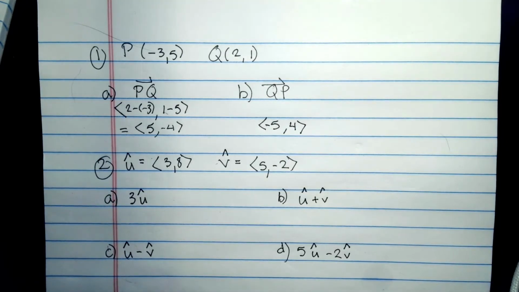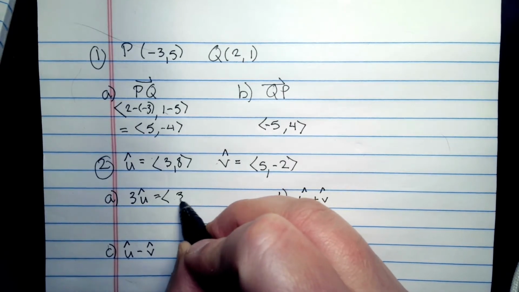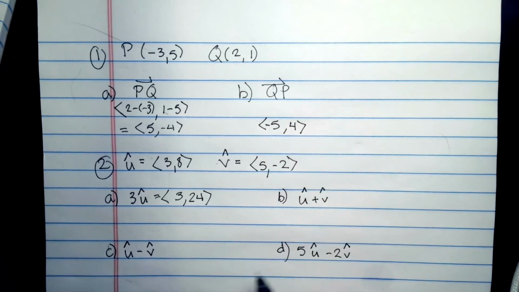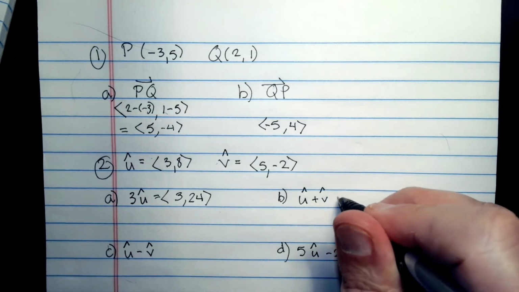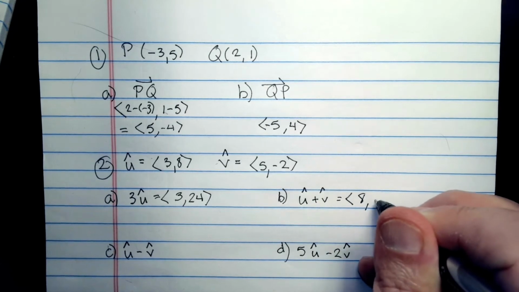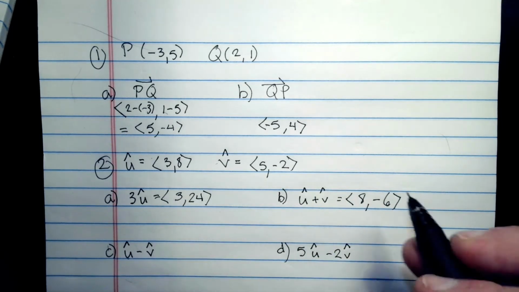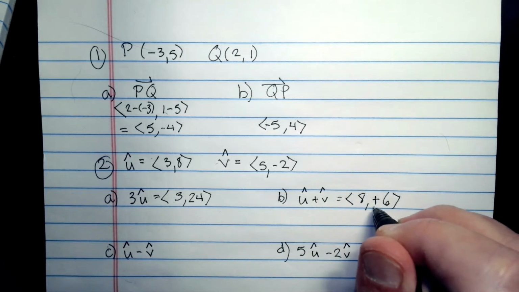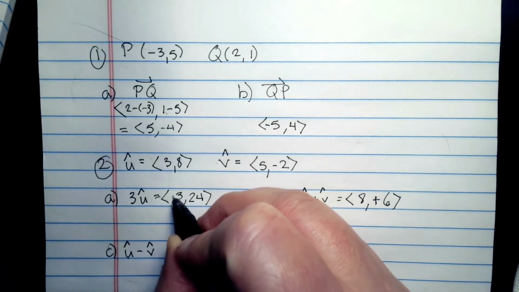In part 2, we're given the vectors u equals 3, 8, and v equals 5, negative 2. So we need to find 3 times u, so we just multiply the components by 3. And here we want u plus v, so we add the x components and we add the y components. When we add the x components, we're going to get 8. And when we add the y components, we get negative 6, I think. And I see a mistake. That should be, 8 plus a negative 2 is actually plus 6. And wait a minute, that's also wrong. 3 times 3 is 9.